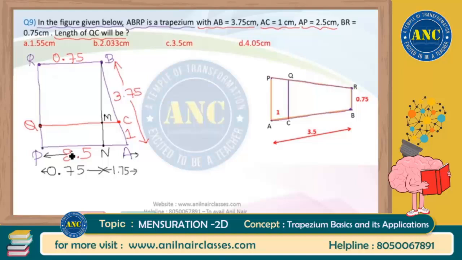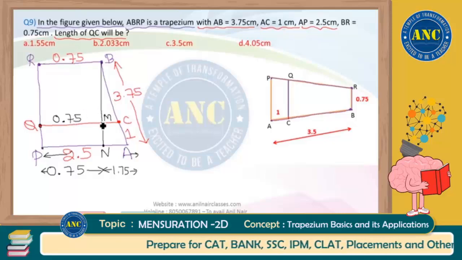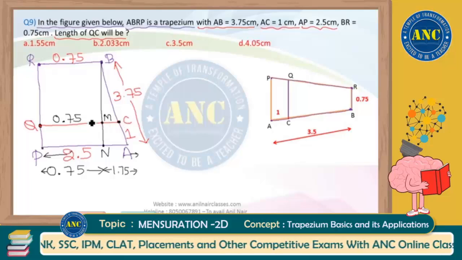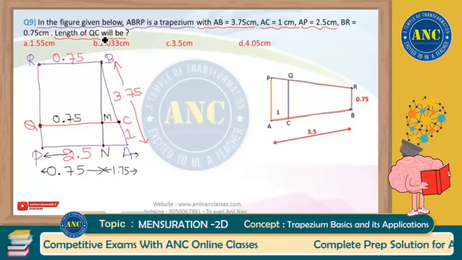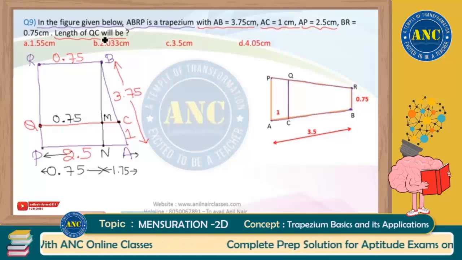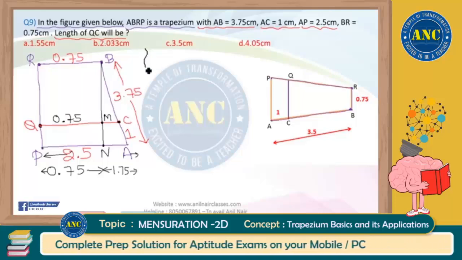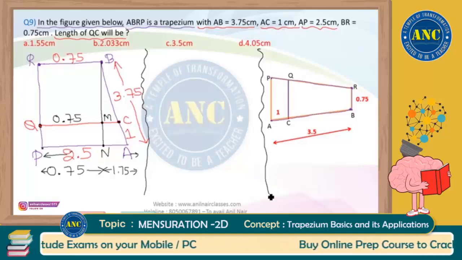Now I believe that 1.75 and 0.75 are clear for you people. That means QM is also 0.75. Let me mark it. Let me write what information I will get. Now QM is 0.75. If I find the MC value and add that MC to QM, I will get the value of QC. So basically in this question, we are trying to find the value of MC. If I get the MC value, my answer is very easy. How can I find the MC value?